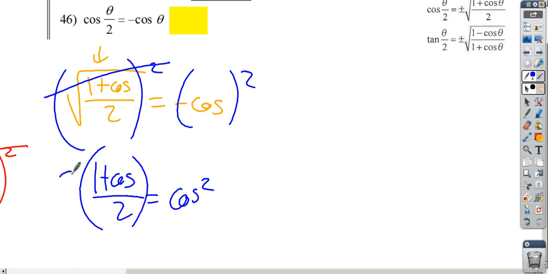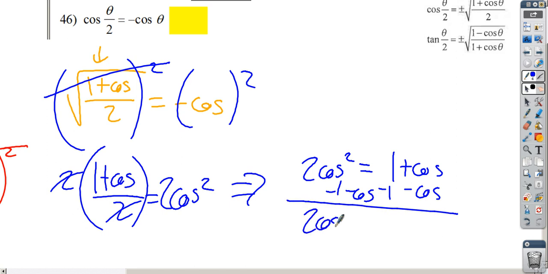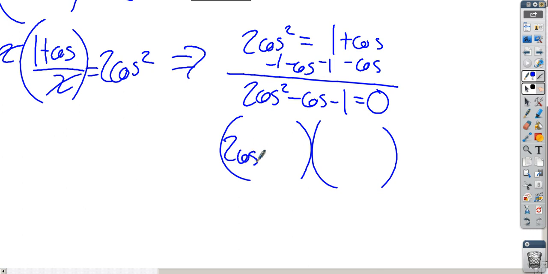So to get rid of this 2, let's multiply both sides by 2. And so we have 2 cosine squared is equal to 1 plus cosine. And let's move everything onto one side so it can be in standard form. So we'll have 2 cosine squared minus cosine minus 1 is equal to 0, and that will factor. In order to get the 2 cosine squared, we must have had a 2 cosine and a cosine. In order to get the negative 1, one has to be positive, one has to be negative. And because this is a negative, the negative is going to have to get multiplied by the 2, not by the other one.